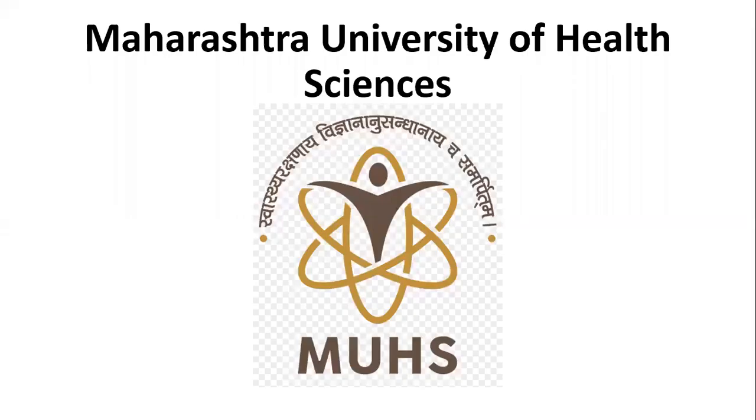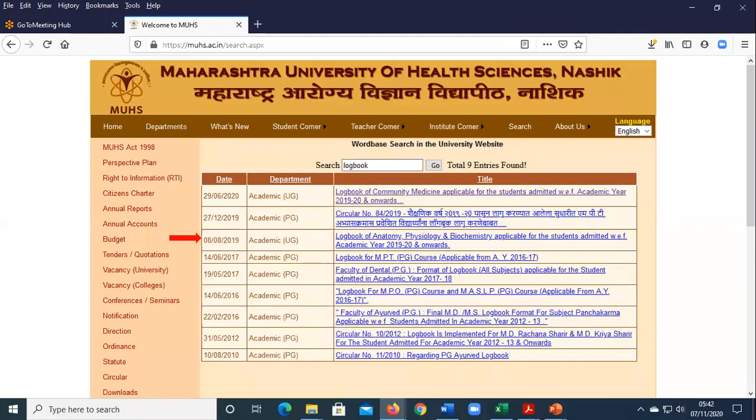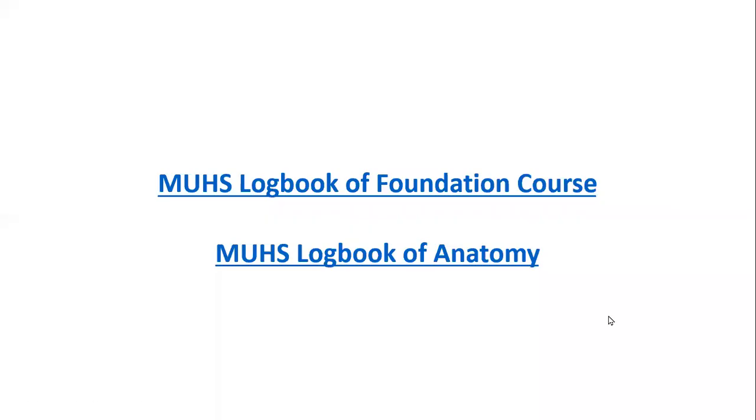So this is the logo of Maharashtra University of Health Sciences situated at Nashik. And this is a screenshot of the page where the link to the logbook is found. This is the link for the foundation course logbook. It was published as early as 31st July 2019, one of the earliest, I believe. And the logbook for the subjects anatomy, physiology, biochemistry was published as early as 8th August 2019. So these are the links available, and I have downloaded them and will be sharing them with you on the screen.